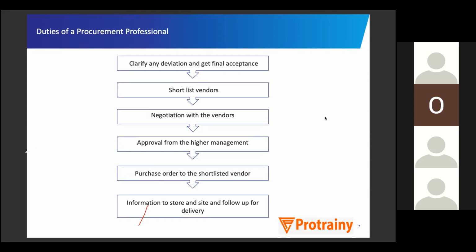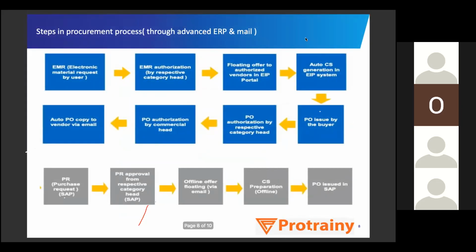Okay, coming to the next thing. So what are the steps? Generally, what steps does a procurement professional follow through ERP or through email? In big companies, what is followed is an electronic material request by the end user. We are in the era of digitalization, so everything is digital now. The site engineer will give the requirement through an app saying this much material is required. So one electronic material request will pop up in the procurement professional's ERP.